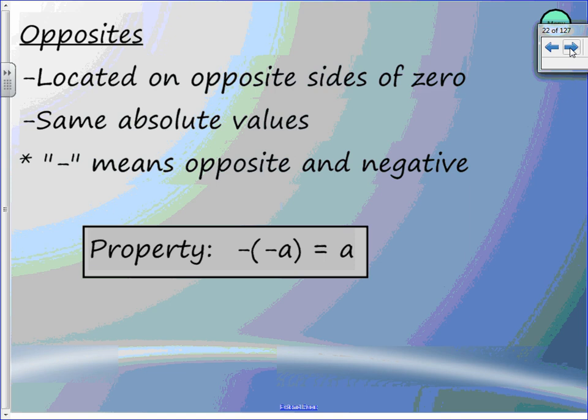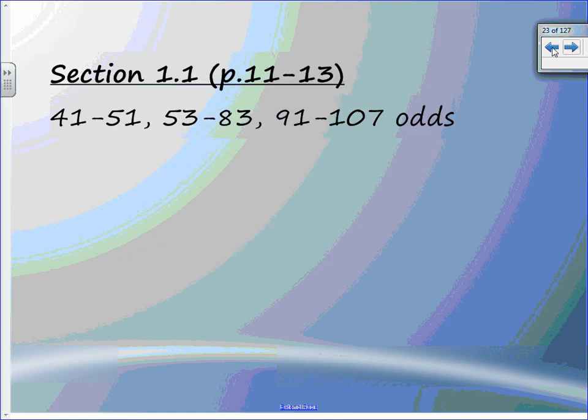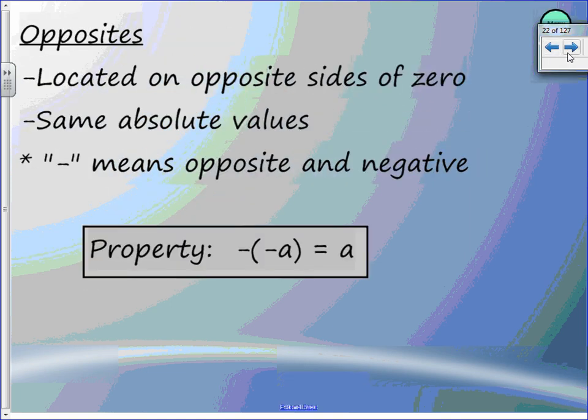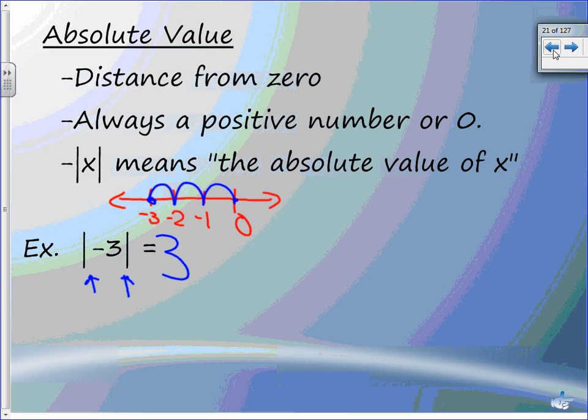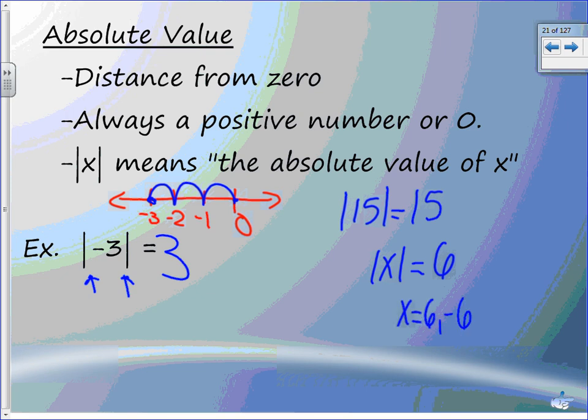Okay, so absolute value. How about the absolute value of 15? How far is 15 away from 0? 15. So the absolute value of a negative is a positive. The absolute value of a positive is a positive. How about if the absolute value of x equals 6? What is x? 6 or negative 6. Yeah. X can equal 6 or negative 6.